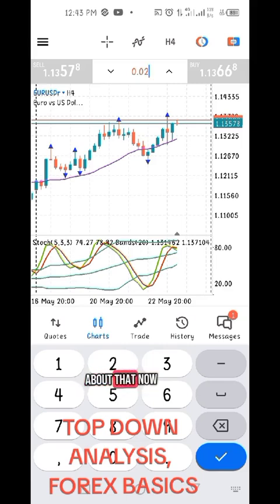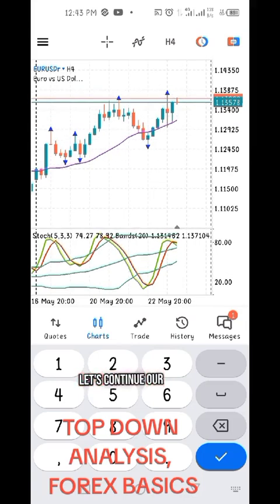So that's about that. Now let's continue our analysis. I just want to teach you this analysis because top-down analysis is a game changer. One of the biggest forex traders in Africa, Dapper Willis, has been using top-down analysis for the past 8 to 10 years now, and he has made a lot of money from the market, and that money has run into millions of dollars. I say it again, he has made millions of dollars by using top-down analysis.